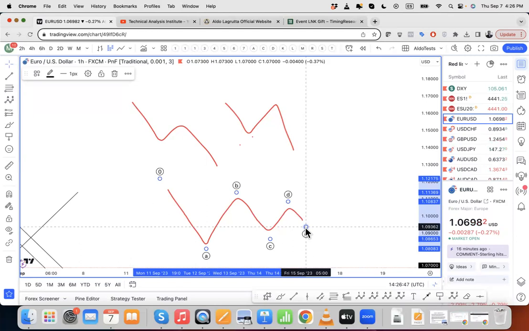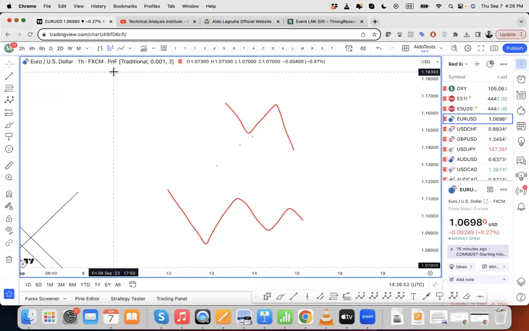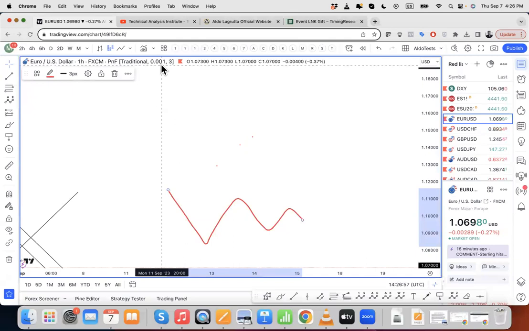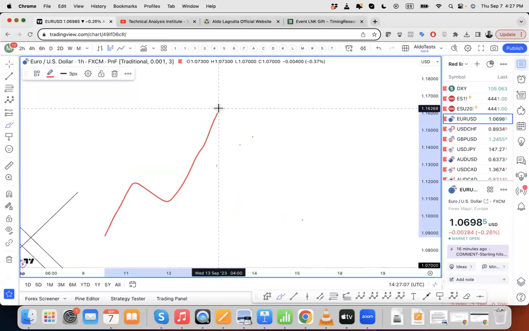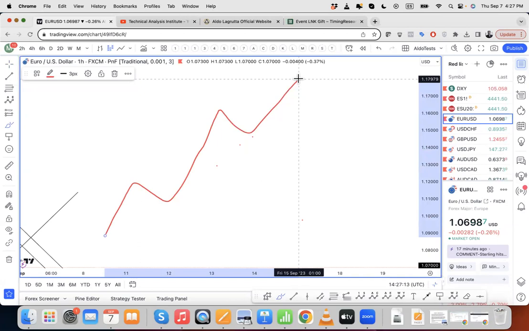So let's go back to our impulses. Let's make another drawing of the impulses. Okay, and not that you forget about the three correctives, but let's focus on this. Let's say we have a one, a two, a three, a four, and a five. Okay, so there we have an impulse. As we discussed before, we know that after one, two, three, four, and five, it always comes an A, B, and a C.